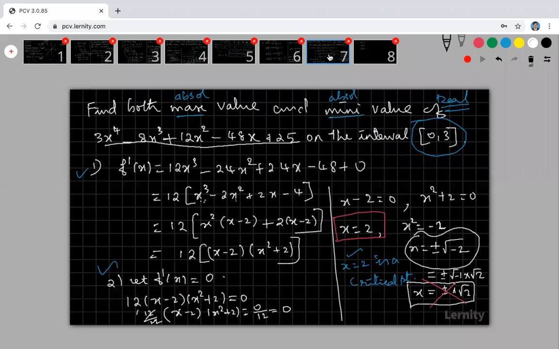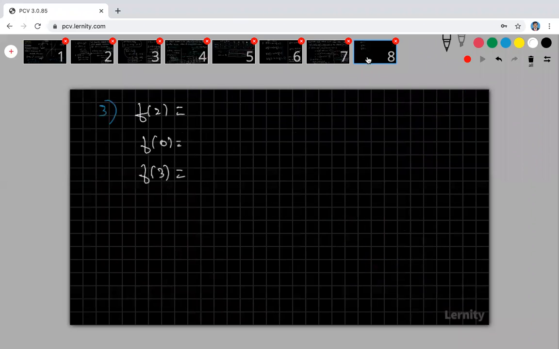What is the answer? Are you finding it difficult to find the value? Yeah, 0 gives 25. Okay, 0 means 25. Everybody check this answer, I don't know the correct answer. You please check it. And 2 gives minus 39.